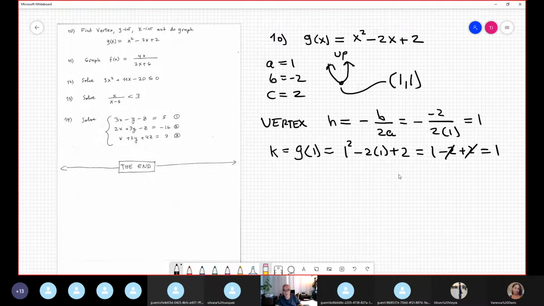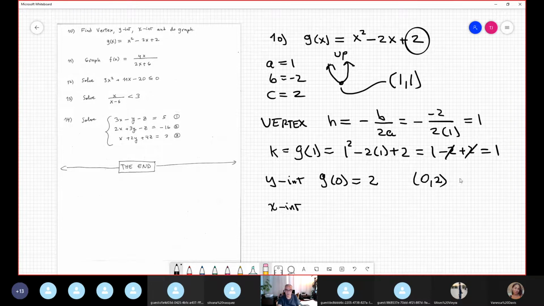One more piece of information we need. For example, the y-intercept is a super important point. You evaluate G at 0, but this is super easy because it's your C value, which is 2. When you replace x with 0, 0 squared is 0, minus 2 times 0 is 0 also, so it is 2. And this is a classic idea, that the point is 0, 2.